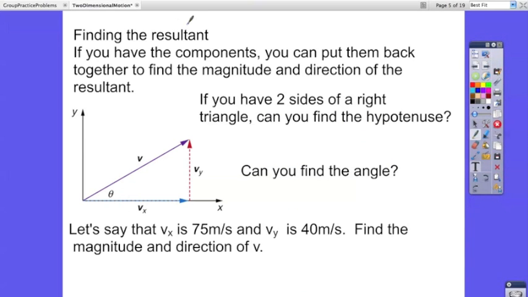Finding the resultant. If you have the components, if you have Vx and Vy, well then how do you put them back together to find V? Well, you have two sides of a right triangle, the two short sides. How do you find the hypotenuse if you have two sides of a right triangle? Hopefully you've answered that question, and it's Pythagorean theorem.